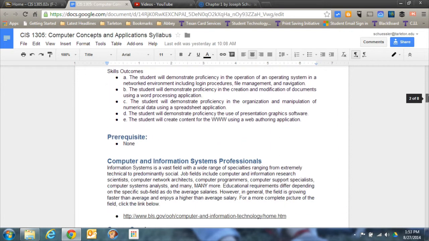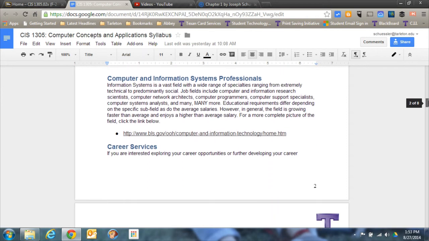The course description is there. That's kind of boilerplate type stuff. In a lot of my syllabi, I like to include something from the Bureau of Labor Statistics that's really specific about that field. So if it were web development, I'd find some content on web developers. If it's security, on security. If it's networking, then something about networking.